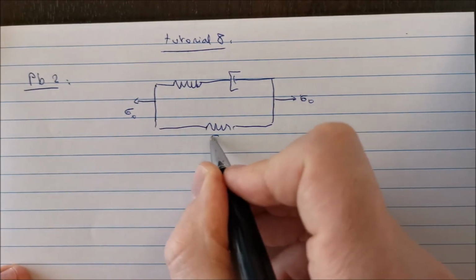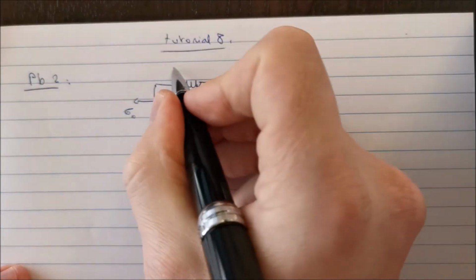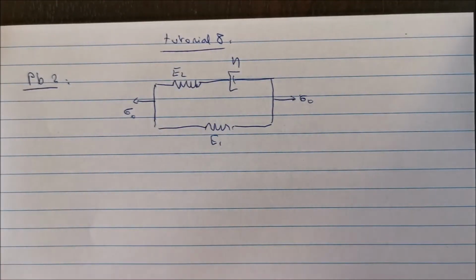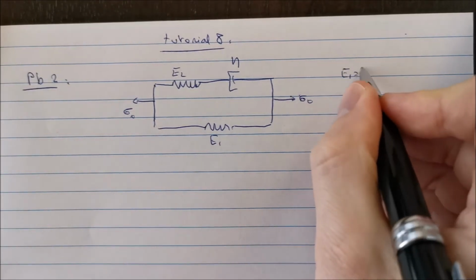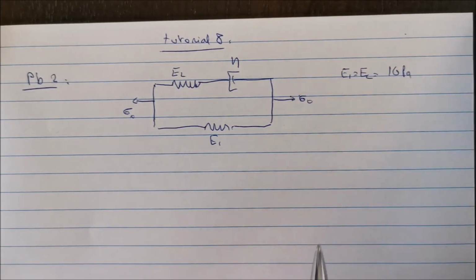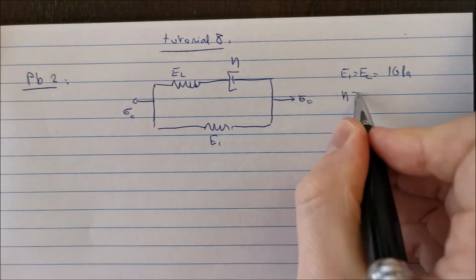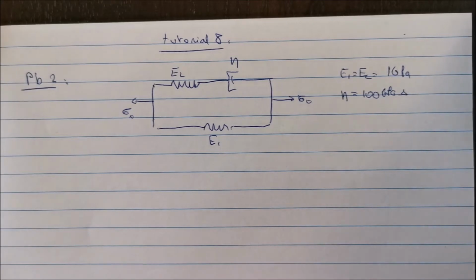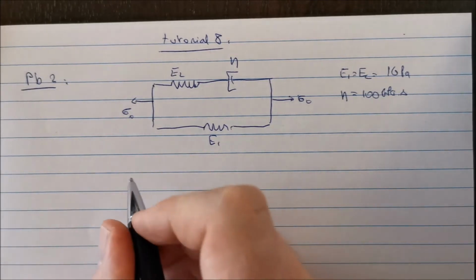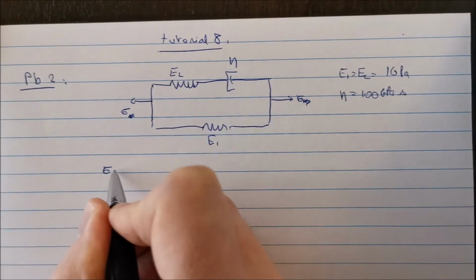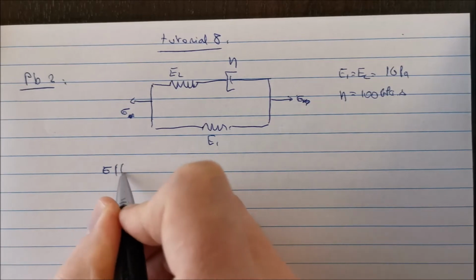Here we have the modulus E1 for spring 1, the modulus E2 for spring 2, and the viscosity of the dashpot. For this system we know that E1 equals E2 equals 1 gigapascal, and the viscosity of the dashpot is 100 gigapascal second. We are asked to calculate the stress at 60 seconds.